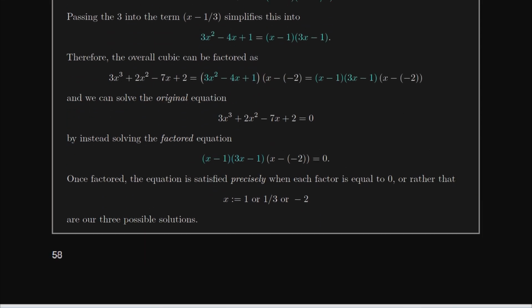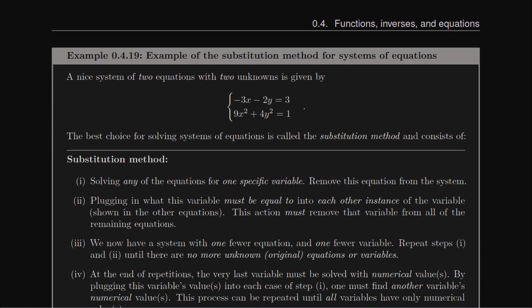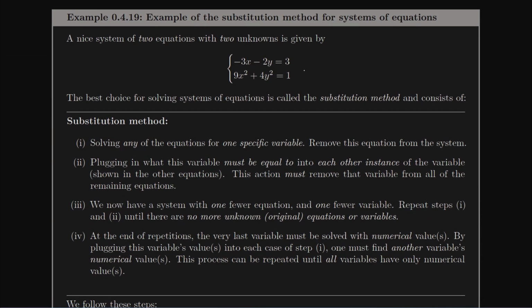So if we scroll all the way down, I realize I talked far too much about this, but that's just to make sure that it's clear how we find these. We have 1, 1/3, or -2 as the solutions to our cubic. We also want to know that we can actually solve systems of equations if we remember how to do these.